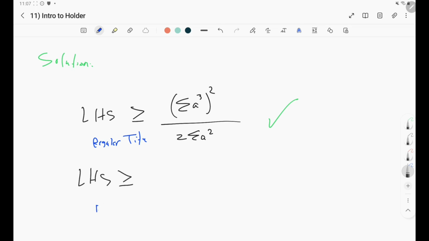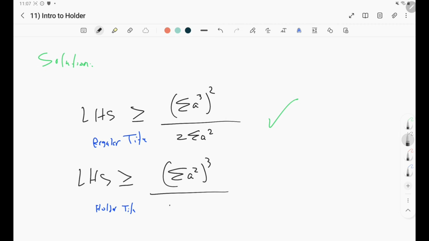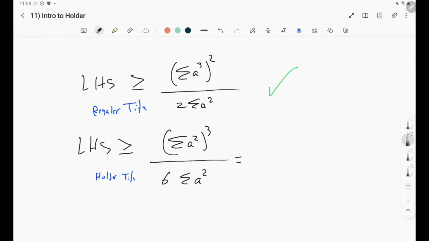But now if we apply the Holder Titu, then it will be sigma A square cubed divided by, don't forget the 3, and we have actually that here. If we add these guys, we get 2 sigma A square, so it's actually 6 sigma A square. Now the nice thing is here we had a cube and sigma A square, but here we had sigma A square and sigma A square, so they cancel. So in fact you just get something much easier to work with. It's just sigma A square divided by 6.